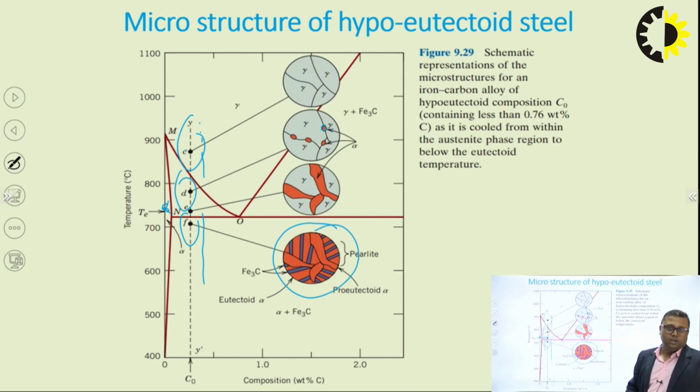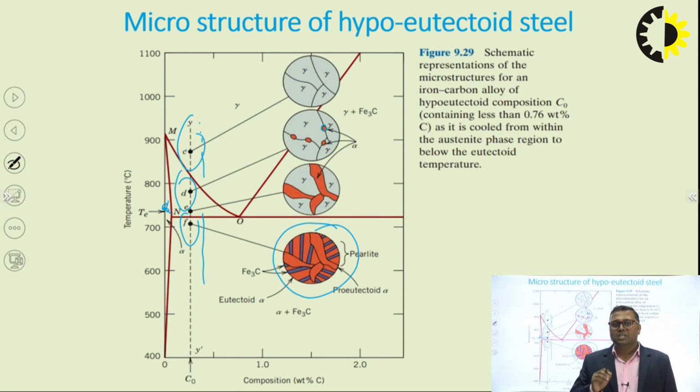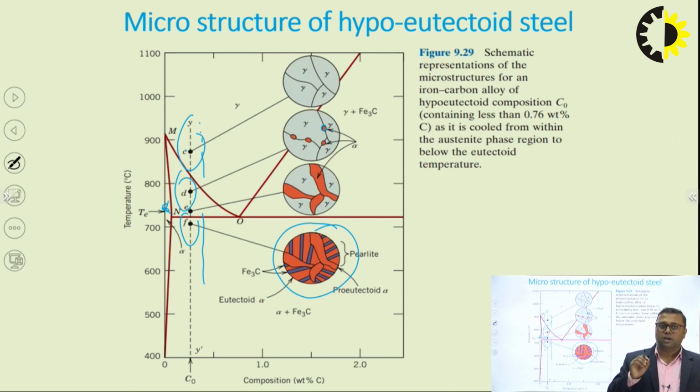This structure is known as pearlite because when you see this type of structure under the microscope, it looks like a pearl. The way a pearl shines, in the same way this type of structure shines. So you can see that the alternate layers of alpha ferrite and cementite are there.